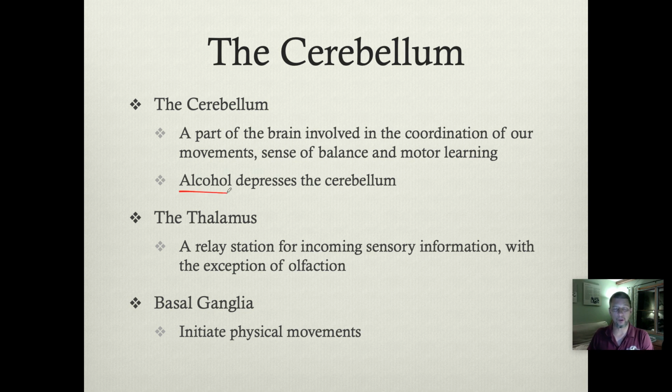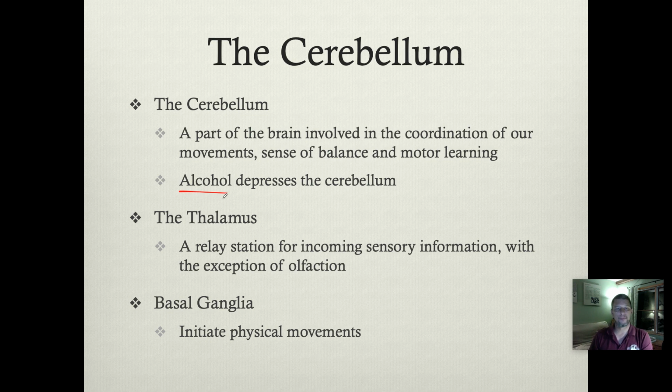Alcohol, from beer or wine or a mixed drink, depresses the cerebellum. And this is why people who are intoxicated lose their sense of balance, because it's affecting the cerebellum more strongly than it affects other aspects of the brain. And that's why people who are intoxicated will stumble and fall and that sort of thing.